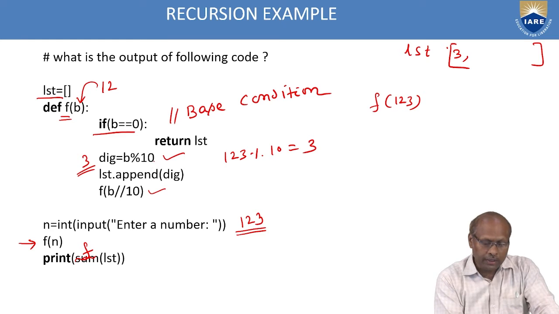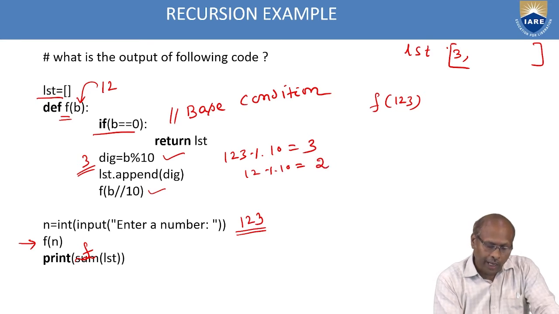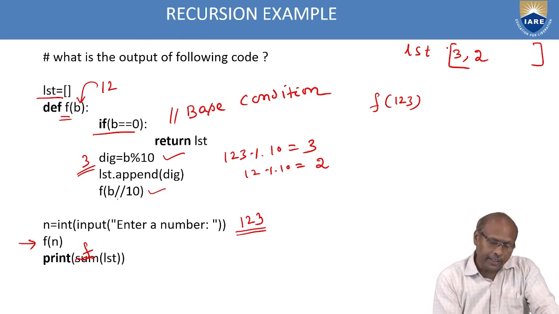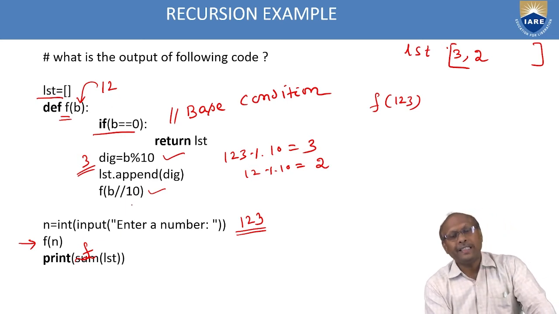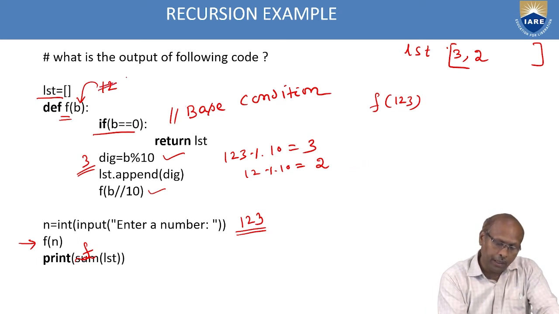Now here 12 modulus 10. When you say 12 modulus 10, the answer is how much? 2. Now lst.append, so 2 is appended to the list. Then again it is calling f(b // 10). Now what is the value of b? b is 12. 12 by 10 means integer division, so 1 is passed.